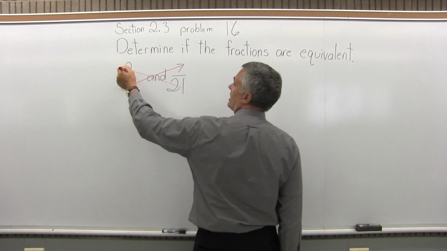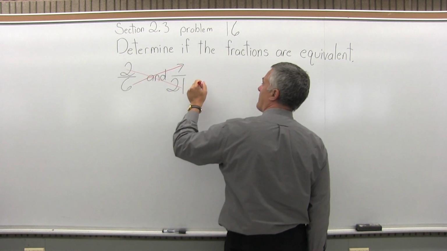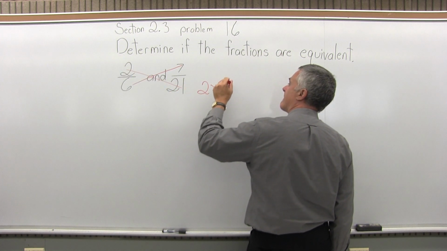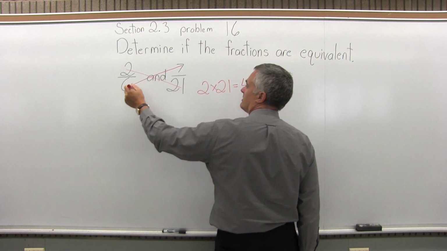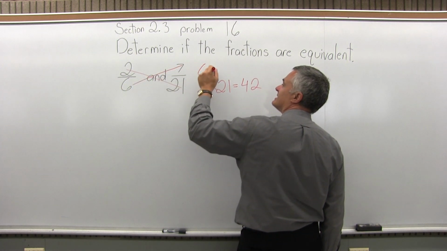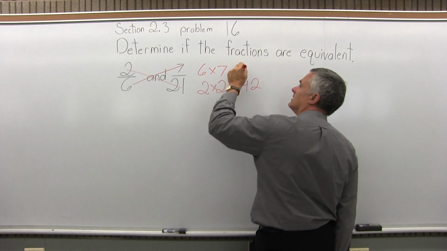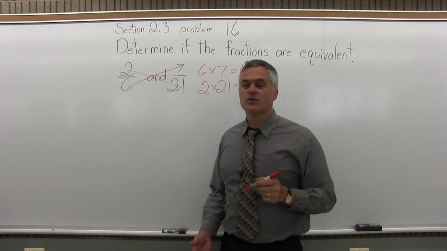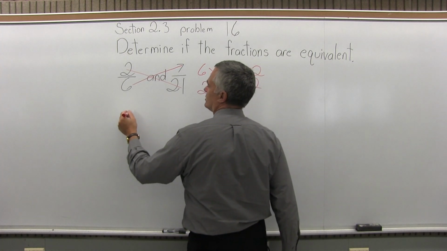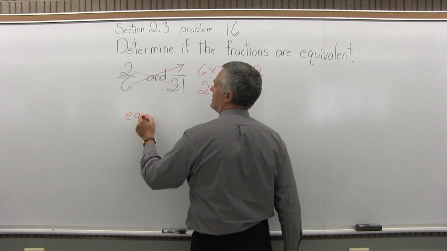So when I multiply 2 times 21, I get 42. And then for the other path, if I multiply 6 times 7, I also get 42. So because I got the same result going each way, that tells me that those two fractions are equivalent.